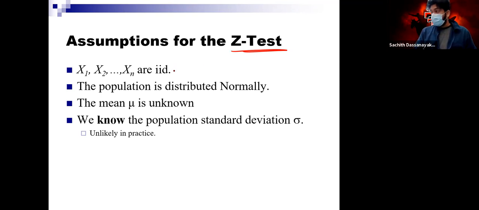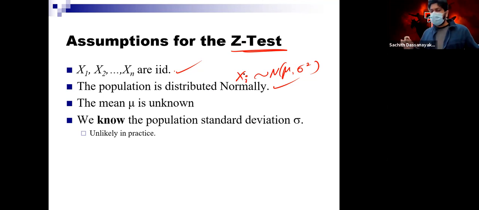If you remember, we assume that our samples or our observations are IID. What is IID? Independent and identically distributed. The population is distributed normally, which means it has a normal distribution with mu and sigma squared, for all the xi's. The mean mu is unknown.